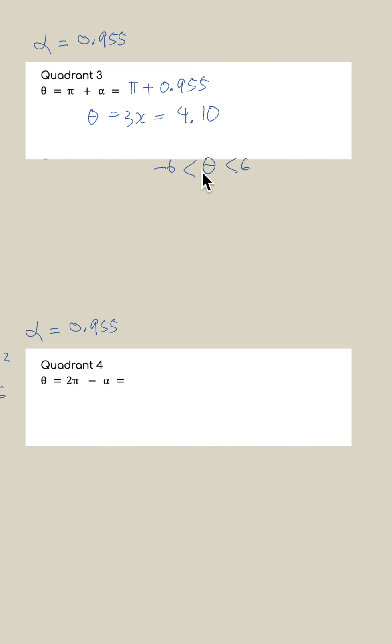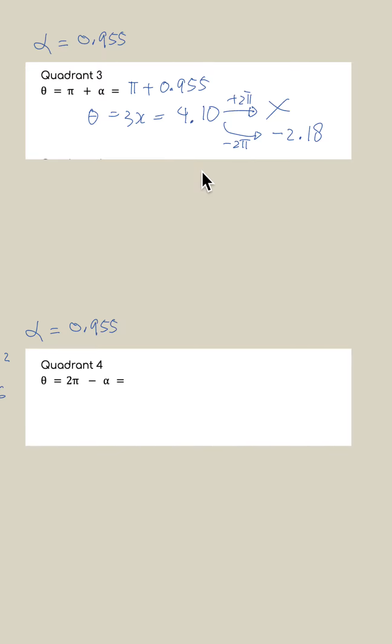Shall we add 360? No, don't do. It will be 10 something. Too many. Sorry, it's not 360 but 2 pi. So instead we minus away 2 pi. How much do you get? 4.10 minus 2 times pi. So you're going to get negative 2.18 radian. That's it.